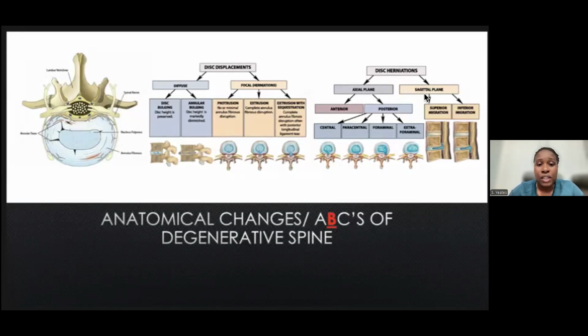The disc herniations can happen in two planes, either the axial plane or the sagittal plane. In the axial plane, it can be anterior, posterior, central, paracentral, foraminal, and extraforaminal. And then in the sagittal plane, you can have either superior migration or inferior migration.